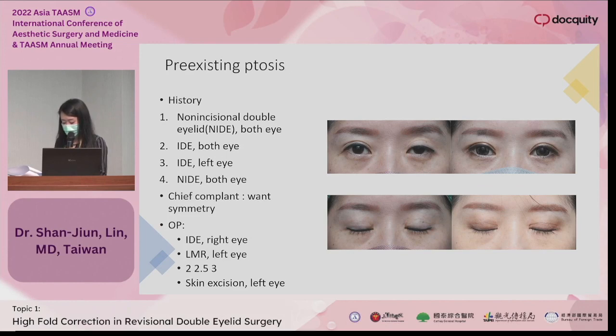This is a case of pre-existing ptosis without correction from last surgery. She has had multiple non-incisional double eyelid and incisional double eyelid procedures without correction of ptosis. She wants symmetry. I have done incisional double eyelid for the right eye and levator muscle resection for the left eye. The 3 fixation points for aponeurosis were 2, 2.5, and 3. For the left eye, the 3 is the temporal side. There was skin excision for the left eye.